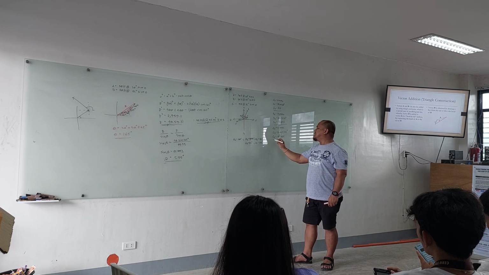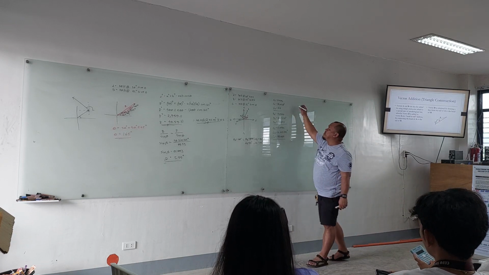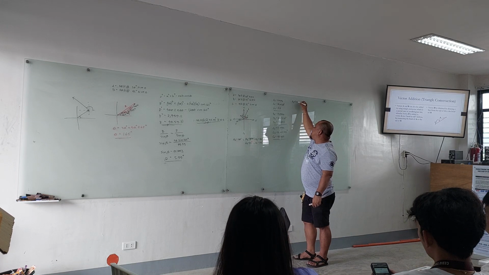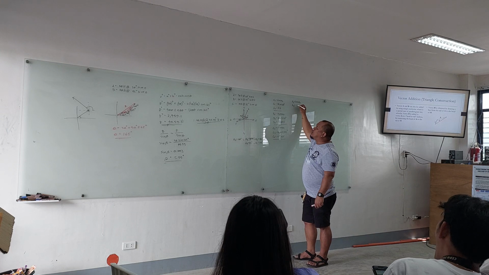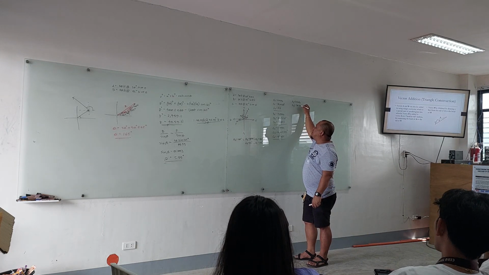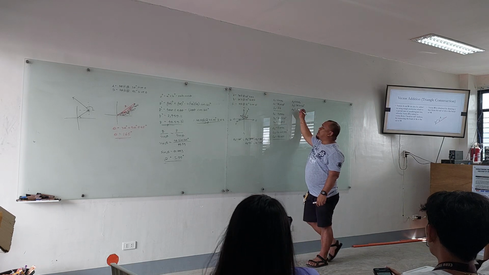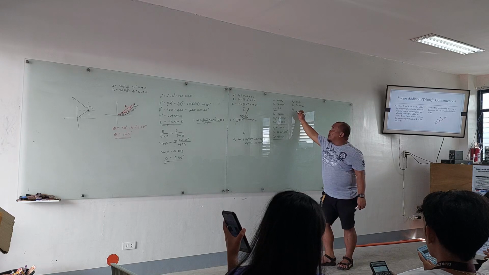14.49 Newton. Okay? Next, AX and AY. AY is equals to A sine of theta A. AY is equals to 30 sine of 60 degrees. AY is equals to how much? 25?